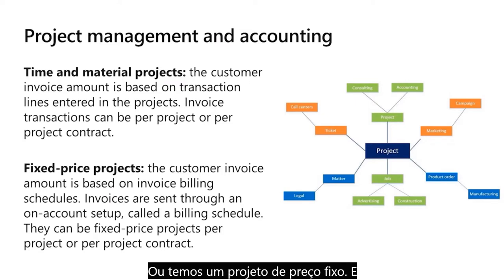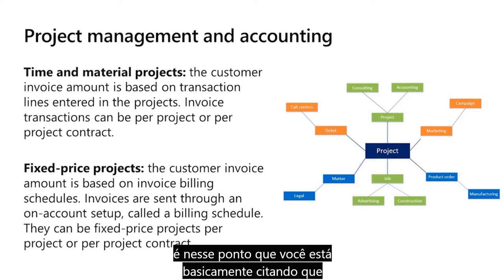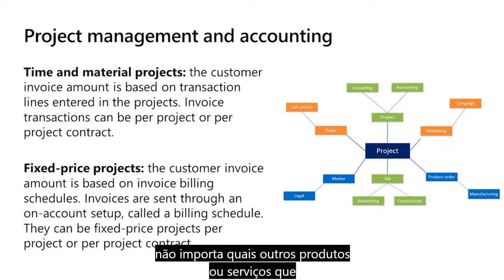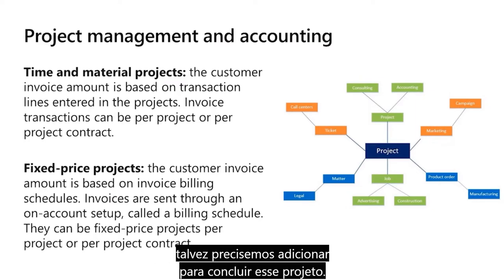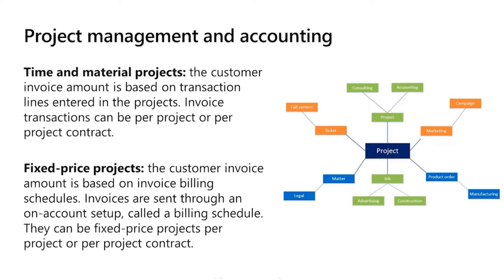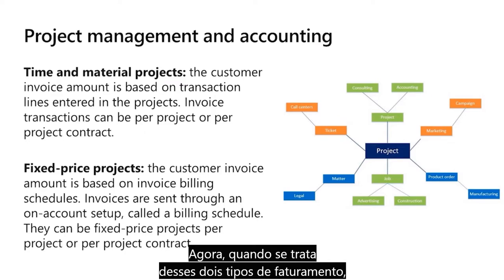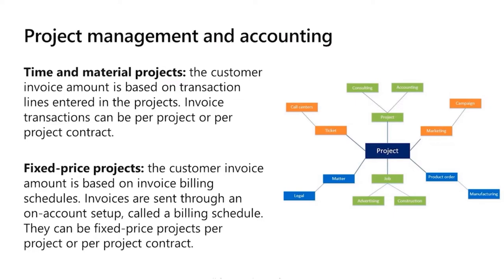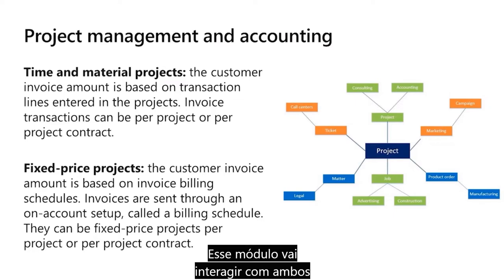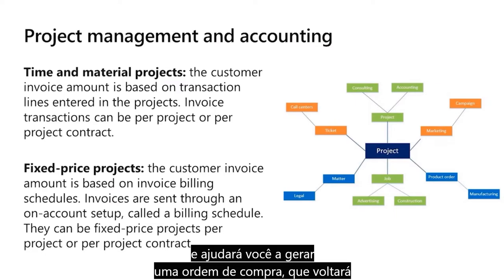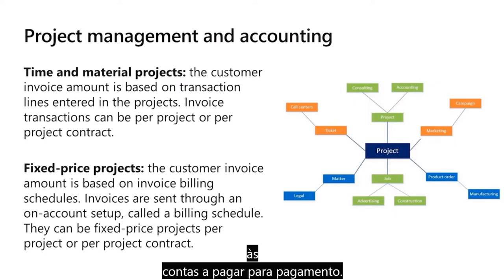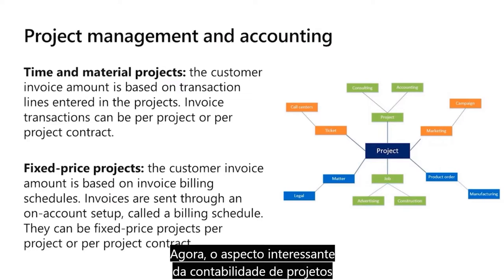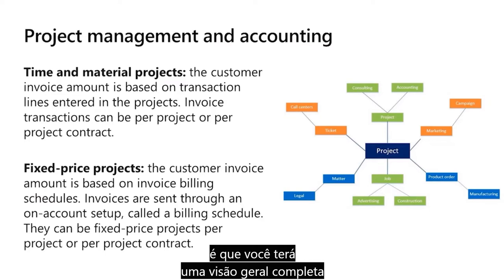Or we have a fixed price project. And this is where you're essentially quoting this is going to be a single price no matter what other products or services that we might need to add to finish this project. Now, when it comes to those two invoicing types, it doesn't matter what type of project you decide. This module will actually interact with both and help you generate a purchase order, which then will go back to accounts payable for payment.